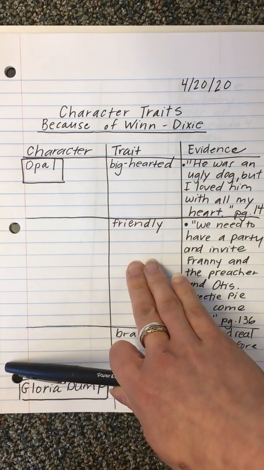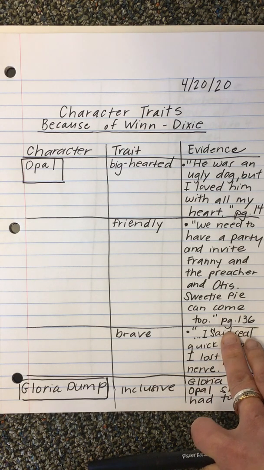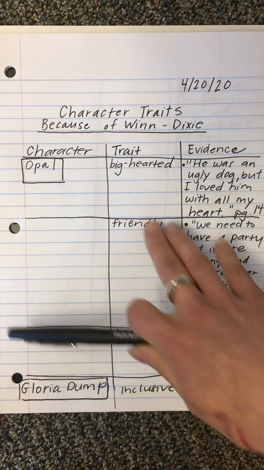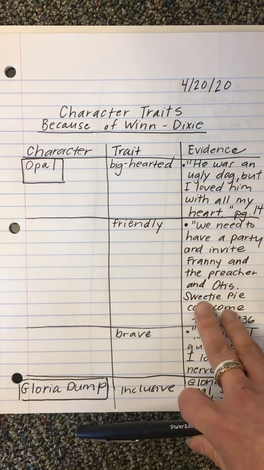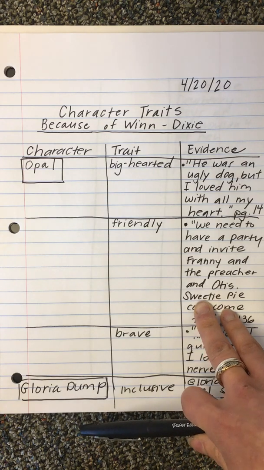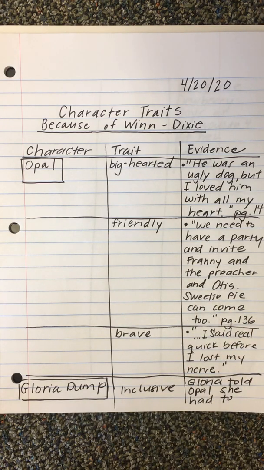The second trait that I came up with was friendly. "So we need to have a party and invite Franny and the preacher and Otis. Sweetie Pie can come too," on page 136. So that's a character trait that describes Opal because this is a specific example. We also know that Opal got to be friends with all of the people around her neighborhood. She's even starting to become friendly with some of those that weren't always the nicest to her, okay?